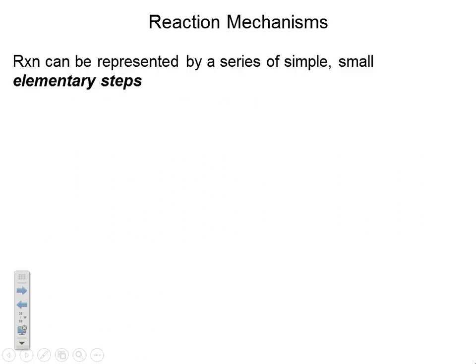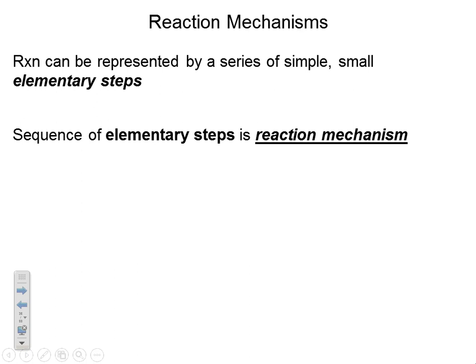This is the third. A reaction mechanism is the idea that a chemical reaction might not happen in one single step as written in the overall equation. That in fact, in order to get the overall reaction, a series of what are called elementary steps have to occur. And that series of steps is what we call a reaction mechanism.